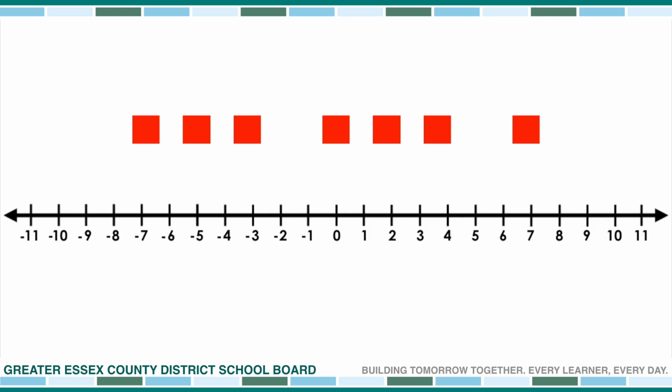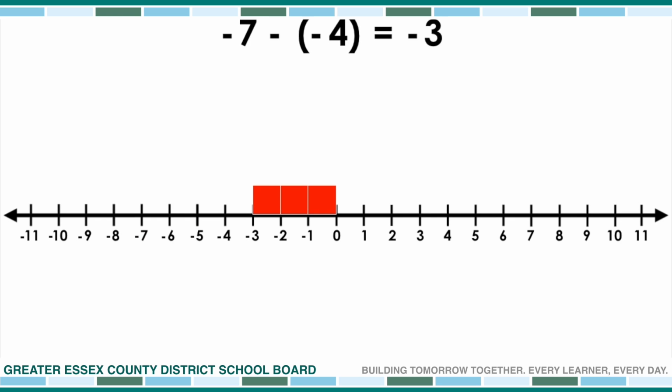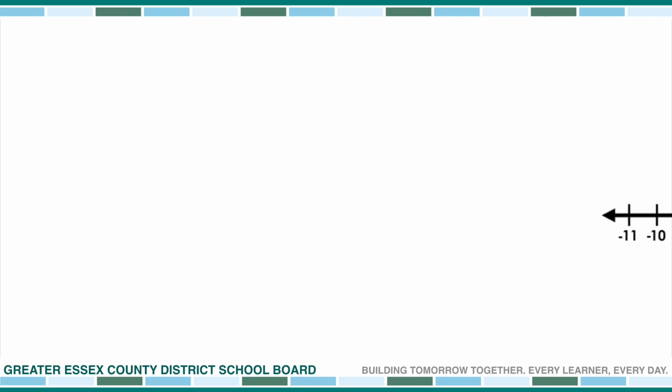Well, now let's have a look at a slightly different scenario. Let's look at 7 red squares, which are 7 negative squares. And we want to remove -4 squares. So we want to remove 4 negatives. Well, let's look at this on the number line as well. We know -7 would be on the left side of 0, and we're going to remove -4, or 4 of the red squares. We're left with -3. Pretty easy stuff.